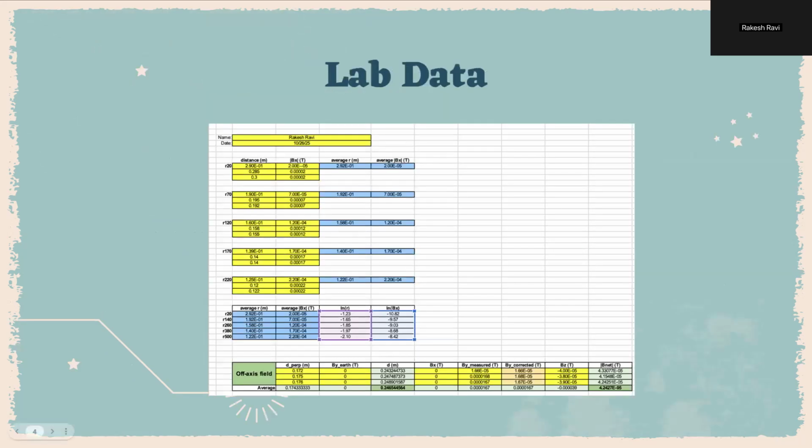Here's the data we got from the lab. We measured the x component of the magnetic field for five target magnitudes, and we got 20, 70, 120, 170, and 220. The corresponding average distances were roughly 0.29 meters, 0.19 meters, 0.16 meters, 0.14 meters, and 0.12 meters. As expected, the closer the magnet was to the sensor, the stronger the field became.